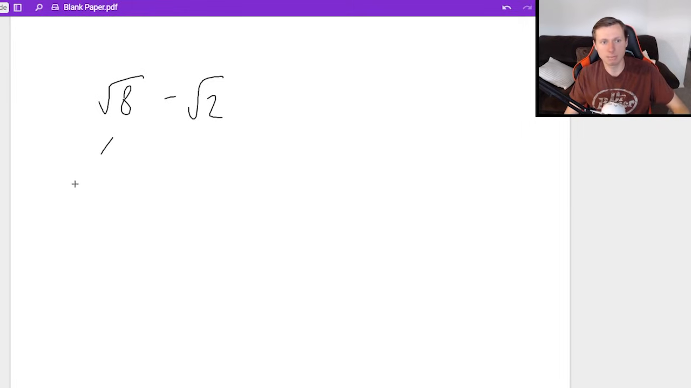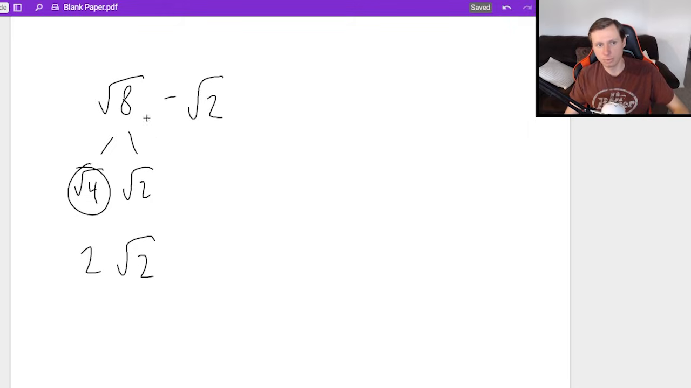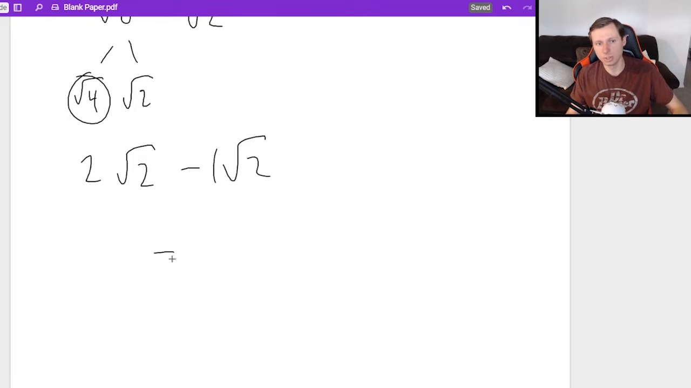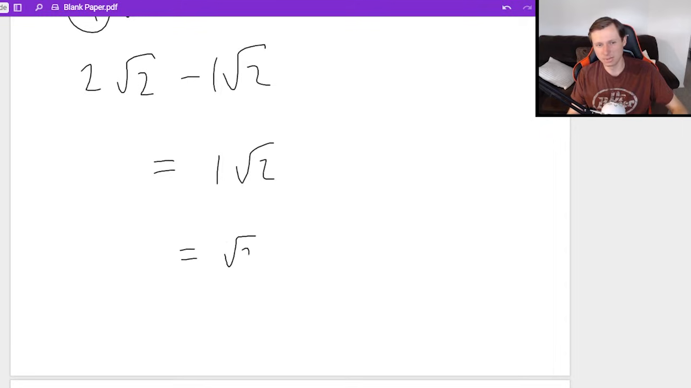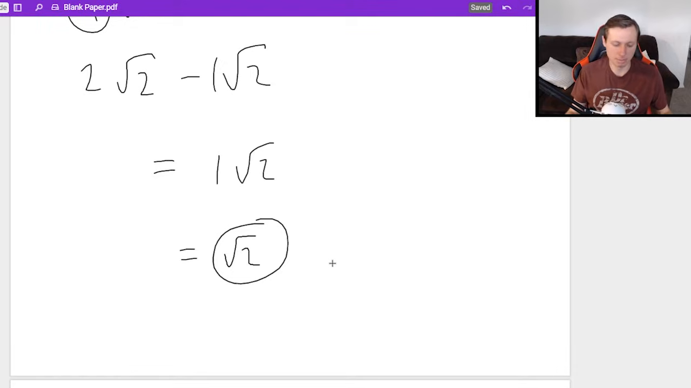The square root of 8 simplifies to root 4 and root 2. Those are the factors of 8. Root 4 is a perfect square. That's 2. So really what we have here for root 8 is just 2 root 2. And when I have 2 root 2 minus root 2, that's really 1 root 2 because remember the 1 is there. 2 root 2 minus 1 root 2 is 1 root 2, but you would never actually write the 1, you would just write root 2 as your final answer. And there we go. That's what you do whenever the square roots are not the same. You try and make them the same.